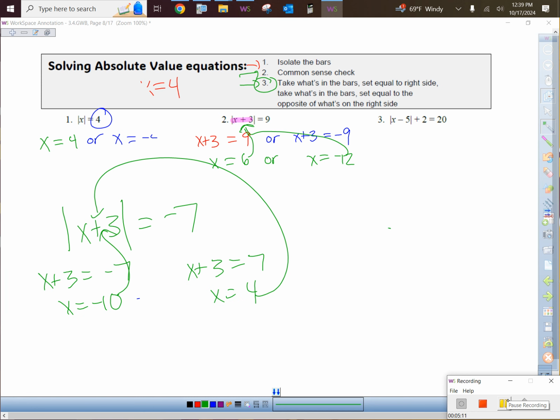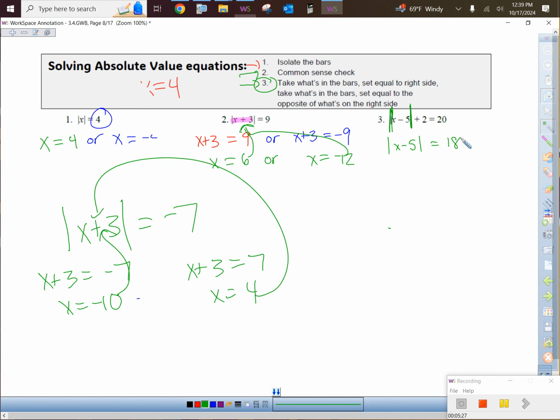Here we roll. We will now start number 3. Are the bars all by themselves? Yes or no? Nope. I need to move this +2 to the other side. How do I move it to the other side? Subtract. The bars got to stay. We can't get rid of the bars until we get them isolated. So how do you feel about x, absolute value of x minus 5 equaling 18? Cool? So we have isolated the bars.